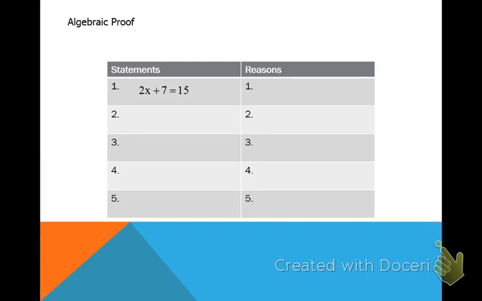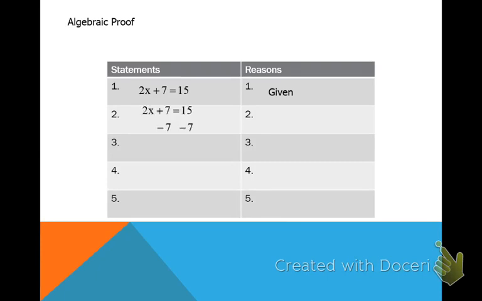So, we're given this equation, 2x plus 7 equals 15. This is just a way to organize step by step what you do to solve this two-step equation. So you need a statement and then a reason. You need a reason for doing what you're doing. For this first one, 2x plus 7 equals 15, that was given to us. We have to start somewhere. The information you've been given is this equation.